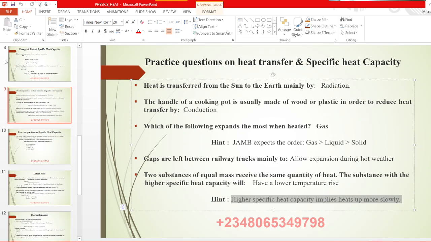Once the temperature rise is high, that means the specific heat capacity will be low. They are inversely proportional. Specific heat capacity is inversely proportional to temperature rise. If there is an increase in temperature rise, the specific capacity will be what? Low. And if there is a high specific heat capacity, then the change in temperature rise will be low.